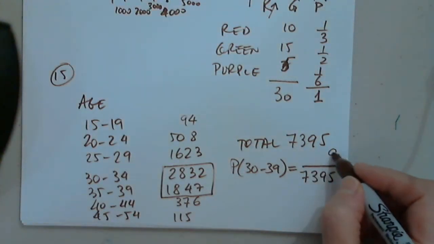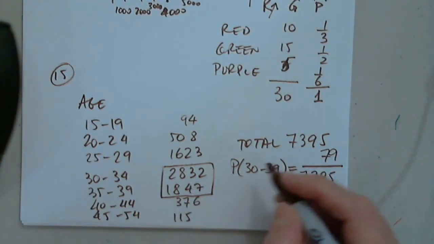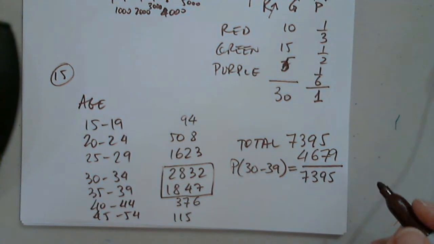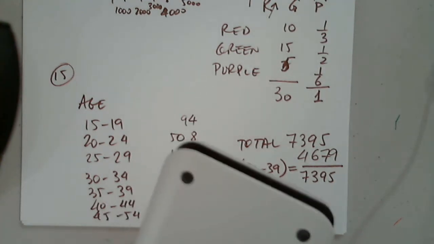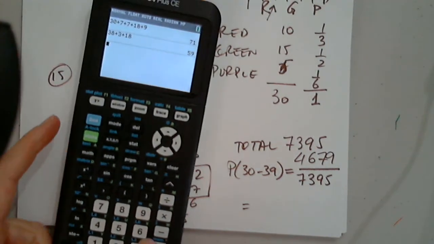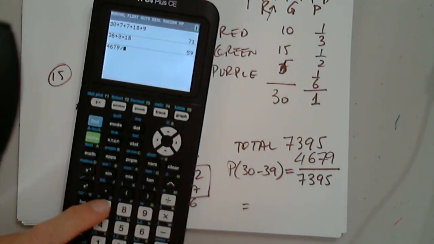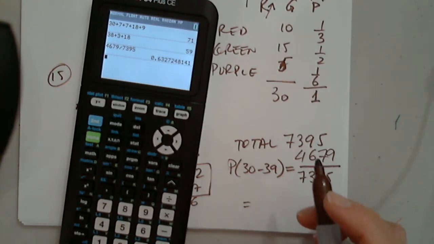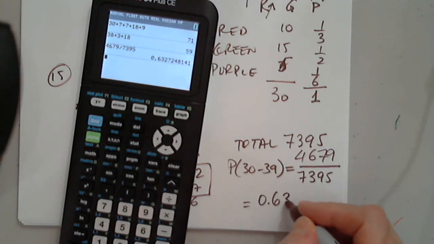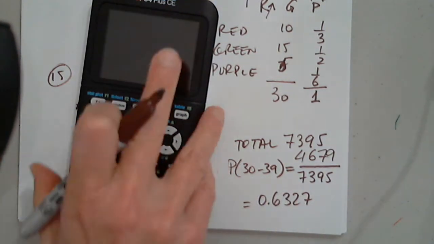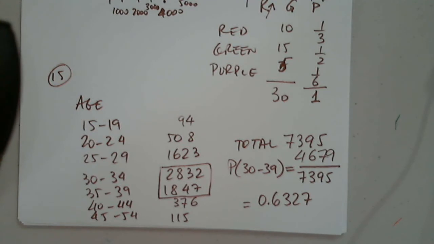So what do we get here? 4, 6, 7, 9? Yes. Perfect. So now we have 4,679 divided by 7,395. And it is better to use 4 decimal digits. So 0.6327. So that was part A.